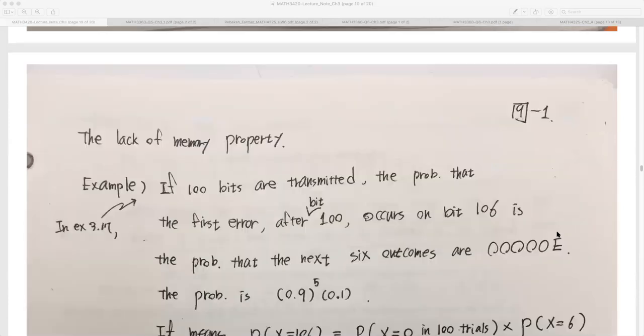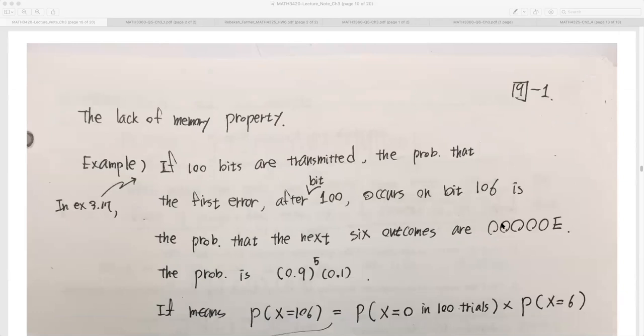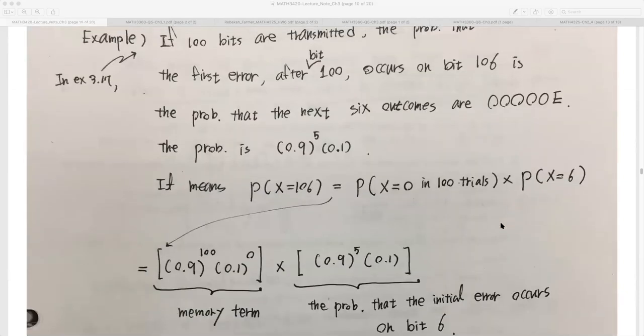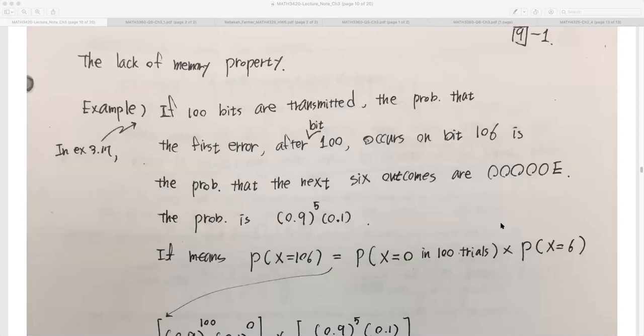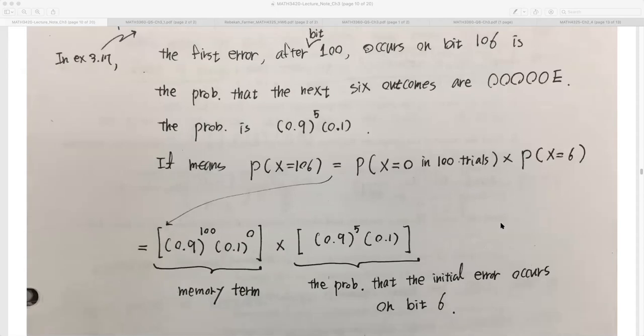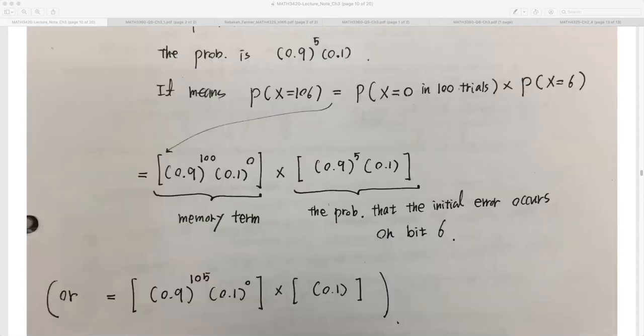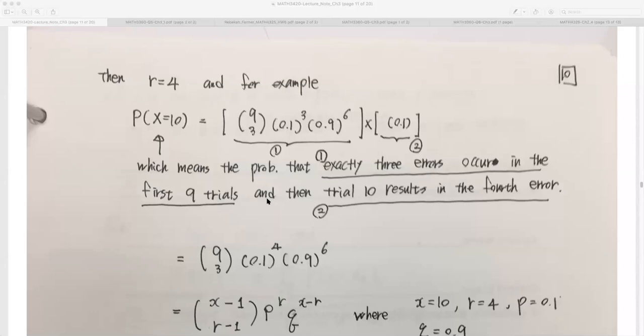Now see, this is an example of the lack of memory property. Then r means the number of successes, which is 4. And in example 3.21, x is going to be 10.